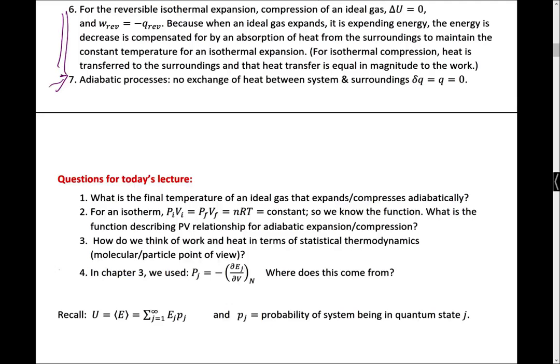A couple things to think about. We have previously pointed out that our system energy is going to be the average energy of the ensemble of systems, and that's the summation over all of the possible quantum states of the probability of being in a quantum state times the energy of that quantum state. That gets me the average energy, right?